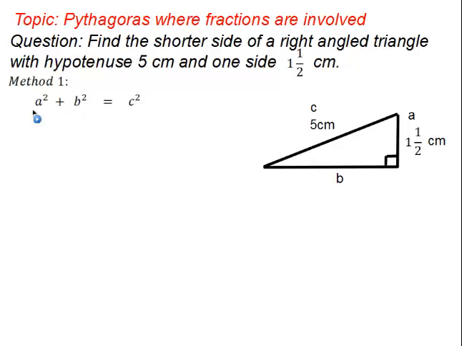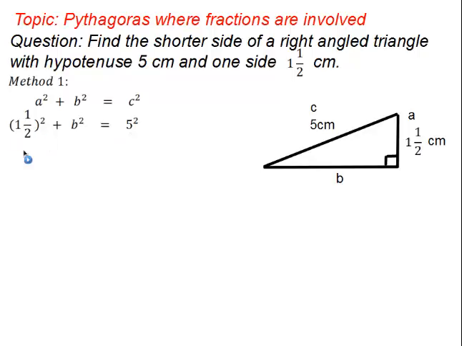Pythagoras' theorem says the sum of the squares of the shorter two sides is the longer side squared. So substituting, A is 1.5, C is 5, and B is what we want to know. So this is what it looks like. 1.5 squared plus B squared is 5 squared.